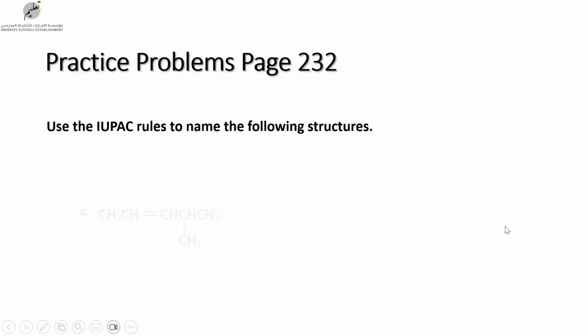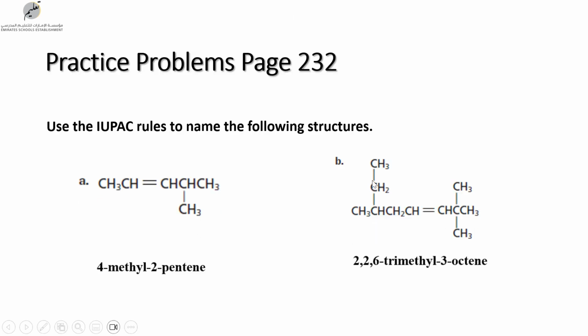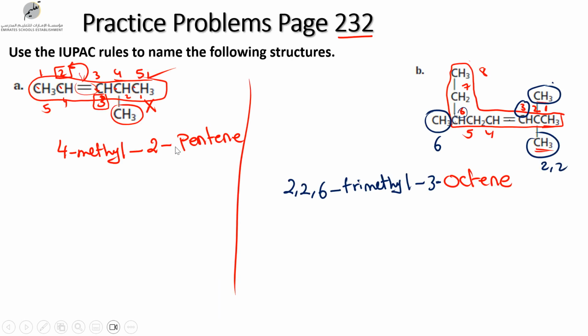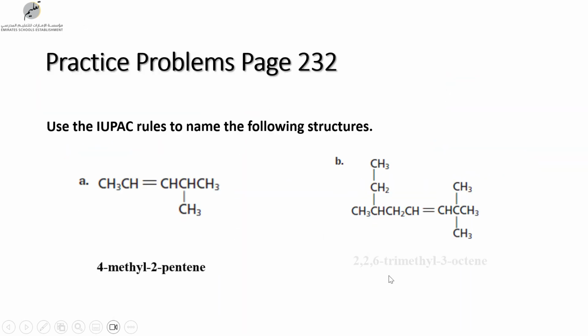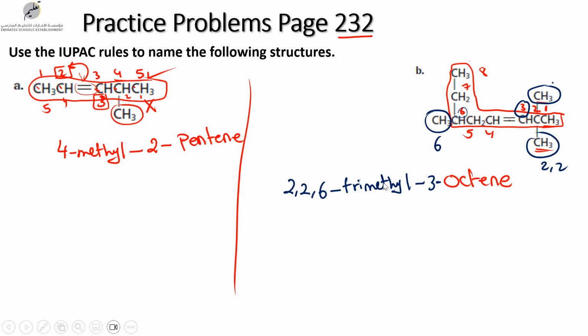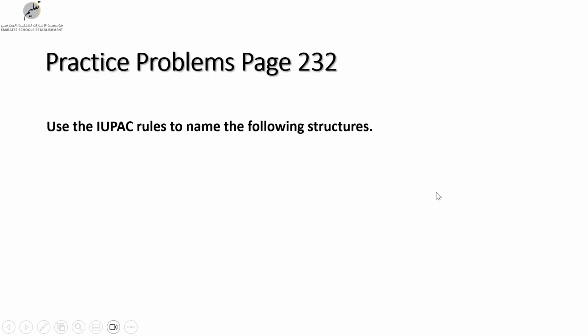Okay, you can check our solutions here. So 4-methyl-2-pentene, and then 2,2,6-trimethyl-3-octene. Okay.